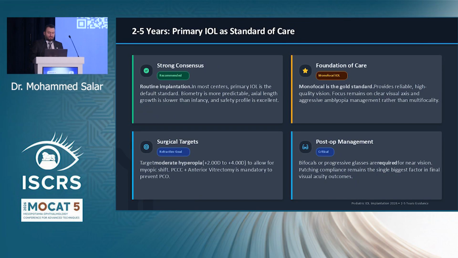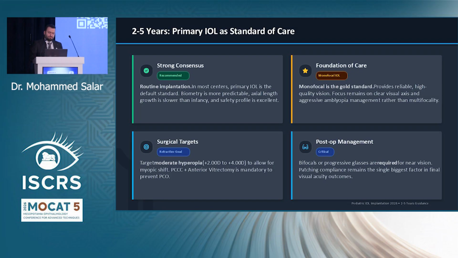Regarding the following age, from 2 to 5 years, we can implant a primary IOL as the standard of care, because primary IOL is the default standard. Biometry at this age is more predictable. The axial length grows more slowly than in infancy, and the safety profile is excellent. We continue to do posterior capsulorhexis at this age, and anterior vitrectomy is mandatory to prevent posterior capsular opacity. The monofocal is the gold standard. We'll talk later about what to implant.